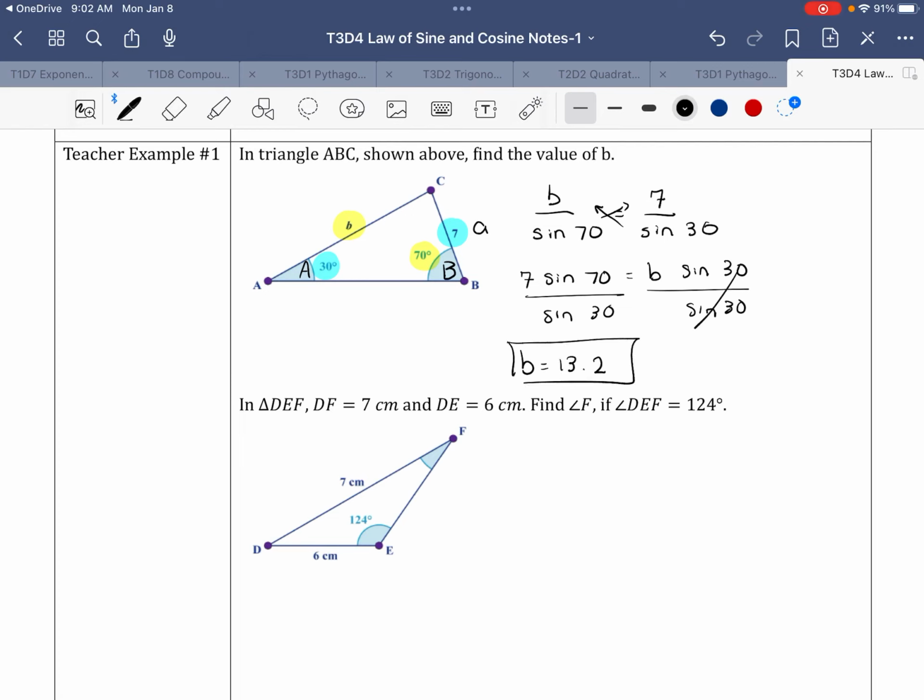We just need to take a second. Does that approximately make sense? Yeah. The 30-degree angle should have a smaller corresponding side than the 70-degree angle. So 13 is a larger number than 7, so that makes sense.